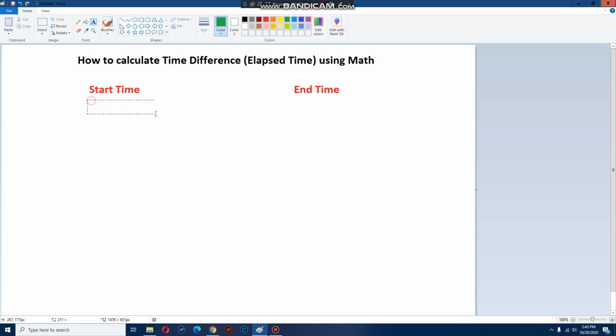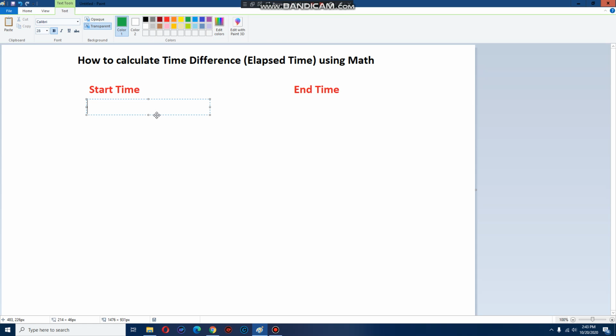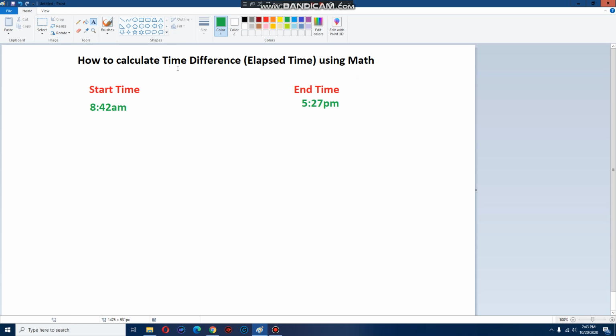Let's do an unusual time. How about 8:42 a.m. and the end time is 5:27 p.m. Okay? Now, I would like to find out how many hours and how many minutes from 8:42 to 5:27 p.m. Step number one. This is American time or US time.